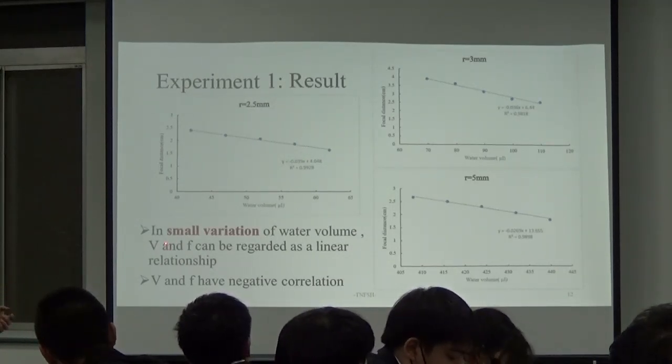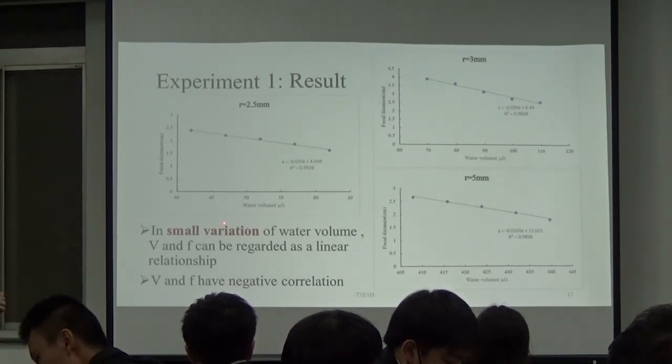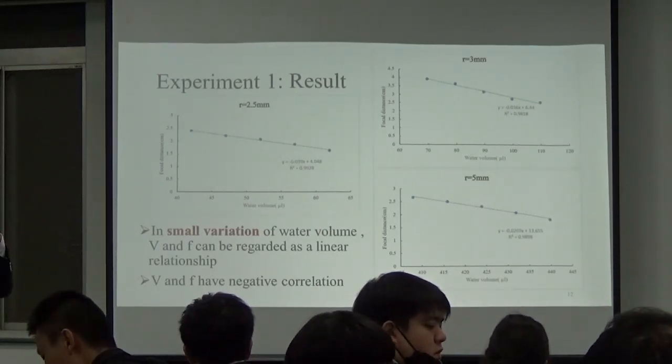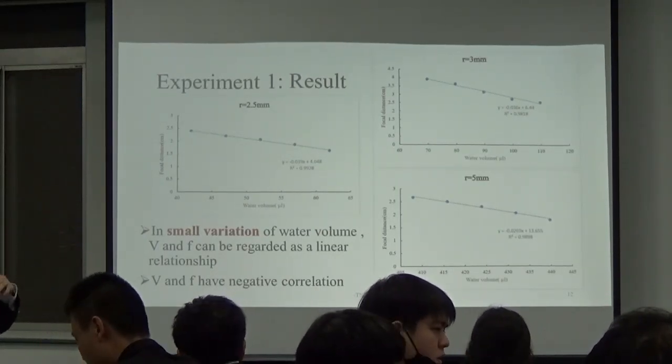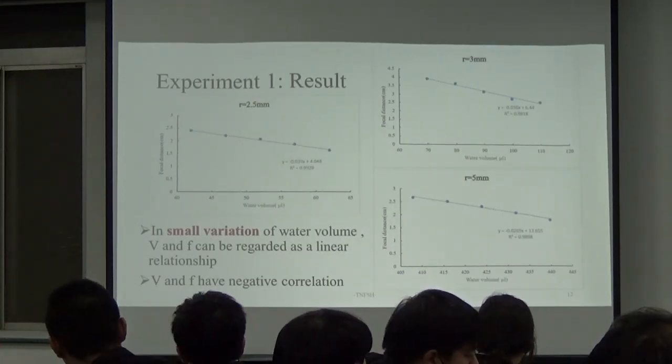So why a small variation? Because we can't measure it if we add a lot more water, because the droplet will just grow. It can't form the lens. And V and F have a negative correlation.